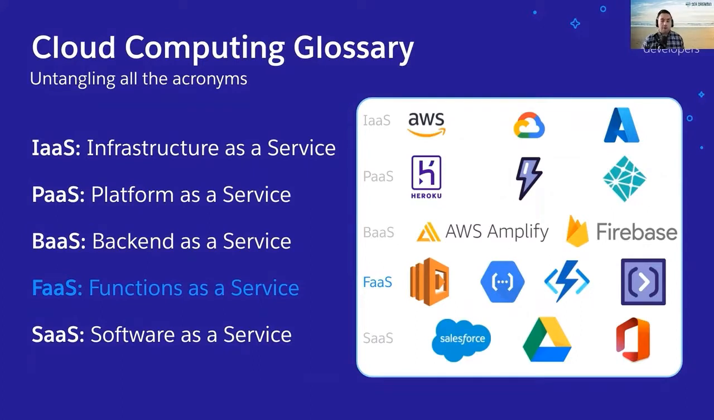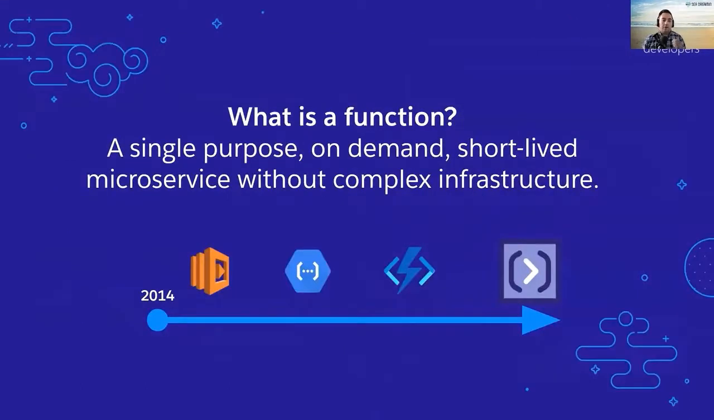Now, functions as a service are nothing new. Functions have been around for a while now, and there are lots of services like functions in Lambda on AWS, Azure Functions, and all kinds of different platforms. Now, when we take a look at what a function actually is, functions have been around since around 2014, and they are a single purpose piece of code, okay?